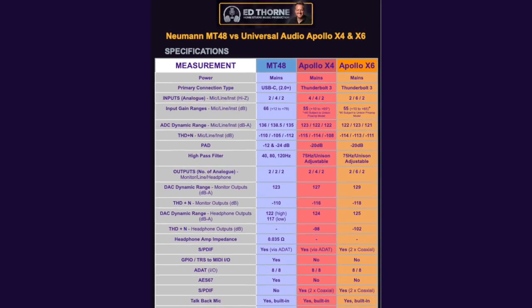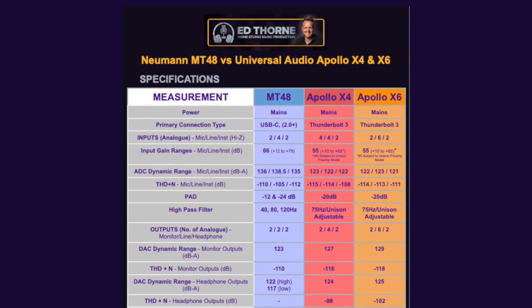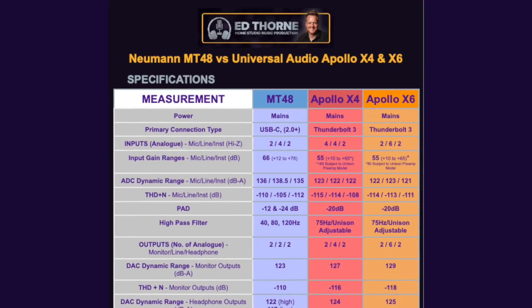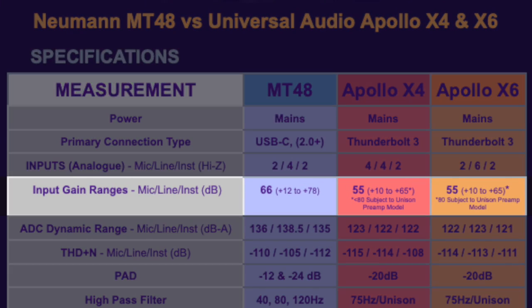As you can see, I've included information about the Apollo X6 as well, because they're very similarly spec'd devices. The main differences that stand out to me are the Neumann boasts a gain range of 66 decibels and a total available gain of 78 decibels, which is huge compared to UA's native gain range of 55 and 65 decibels total available gain. However, there's a caveat to this.